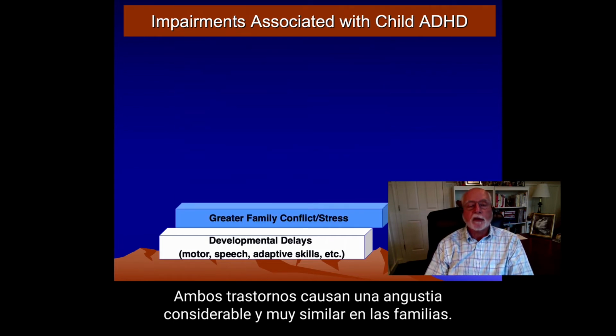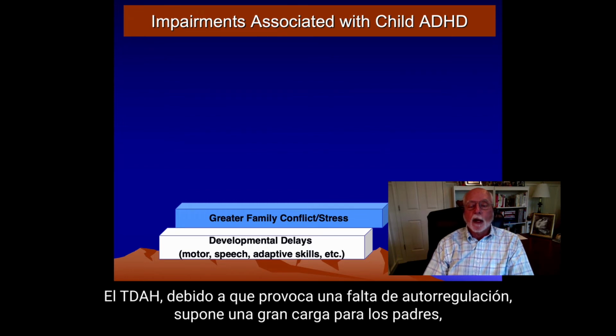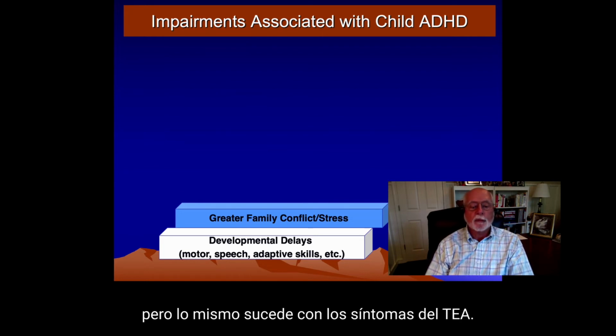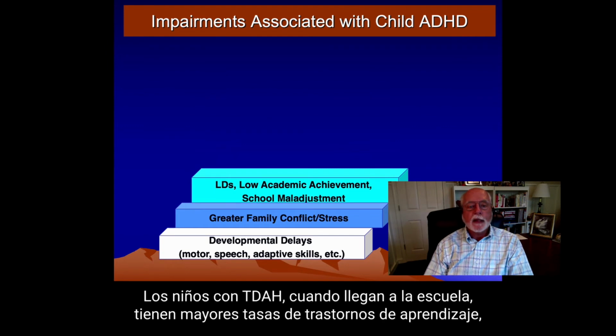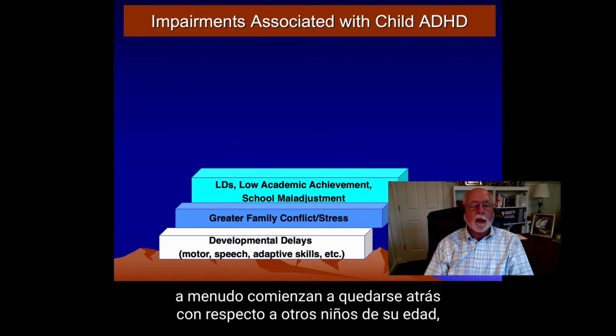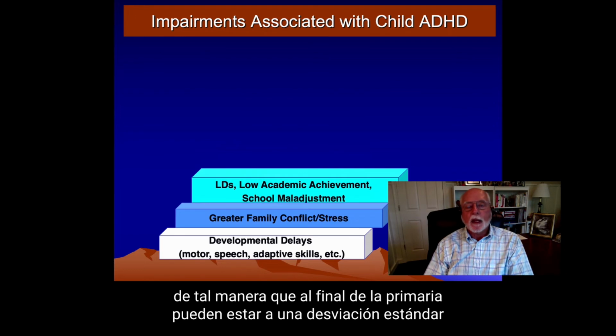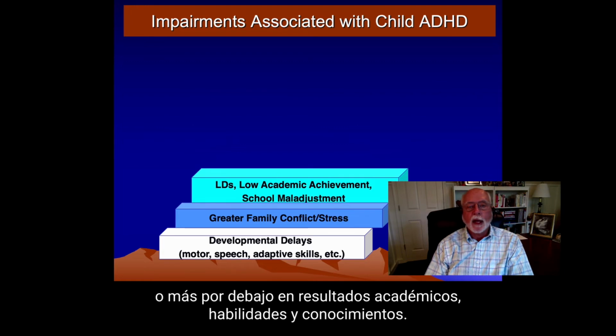Both disorders cause significant distress in their families, and often the levels of distress, by the way, are very similar between the two. ADHD, because of its lack of self-regulation, places a great burden on parents, but then so do the symptoms of ASD. ADHD children, when they get to school, have higher rates of learning disorders, often begin to fall behind other children of their age to some extent, such that by the end of elementary school they might be up to a standard deviation or more behind in their academic achievements, skills, and knowledge.